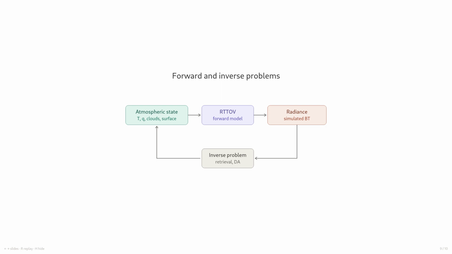RTTOV is the bridge between model variables and satellite observations. It also has to be fast. Line-by-line models are accurate but slow. Operational centers simulate millions of observations. RTTOV uses pre-computed coefficients to approximate them efficiently, and also provides transmittances and Jacobians, the sensitivities that retrieval and assimilation systems need.